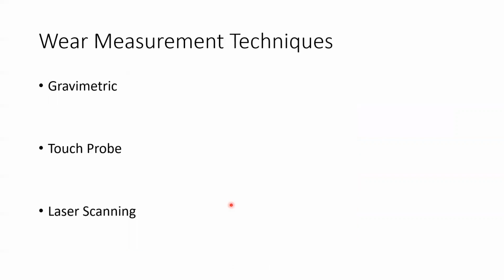Now, let's move on to wear measurement techniques. The first method I will discuss is the gravimetric method. This method simply compares the mass of the component whose wear rate is measured before and after the application of wear. The simplicity and versatility of this method makes it the most commonly employed measurement technique.